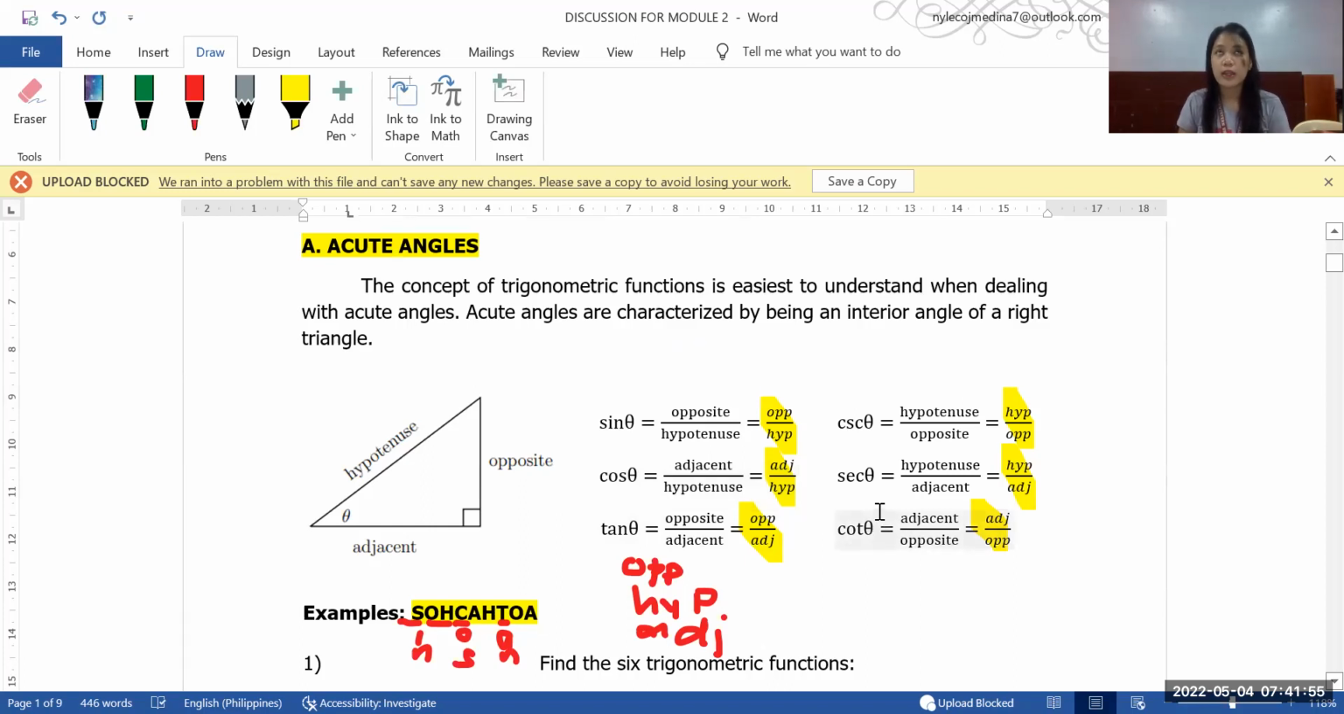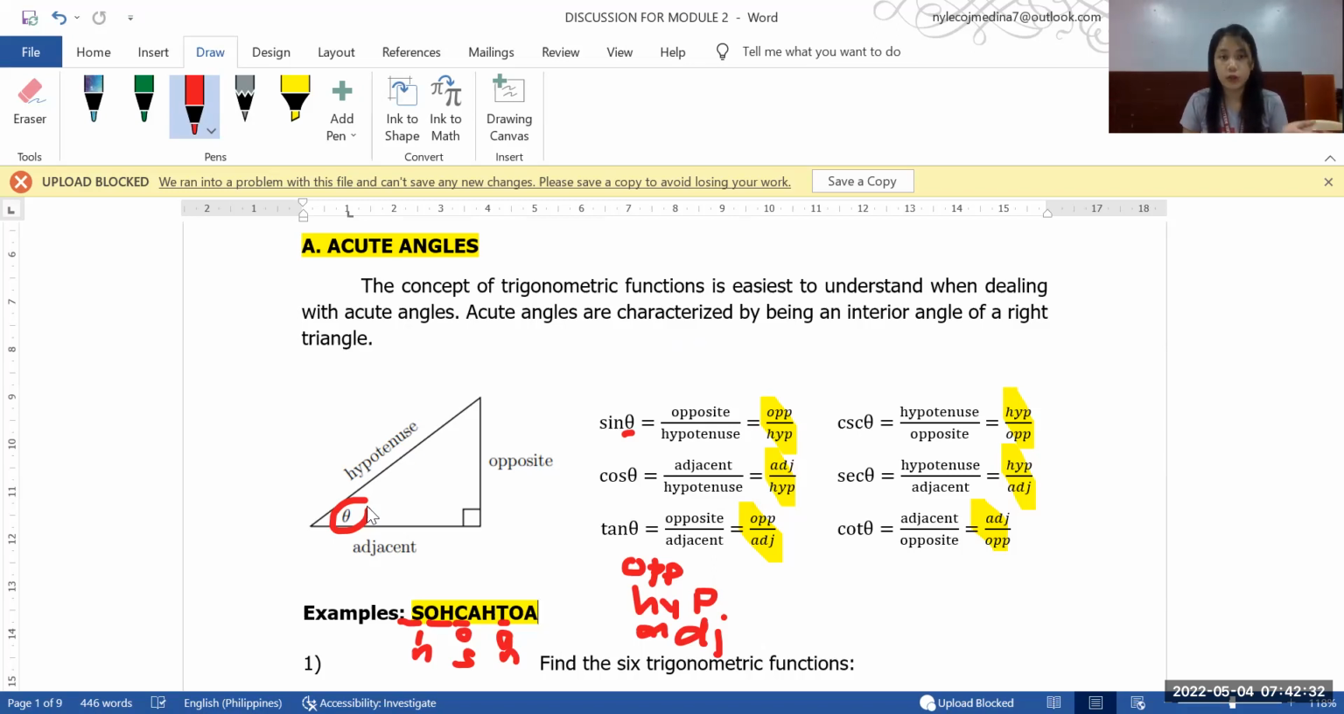Now, how do we find your hypotenuse? How do we find your opposite? And how do we find your adjacent? So first, look at your given triangle. By your given triangle, identify first which angle it is referring to. And since this is our angle, this is angle theta, the adjacent is always the side that is beside your angle that is not the hypotenuse.